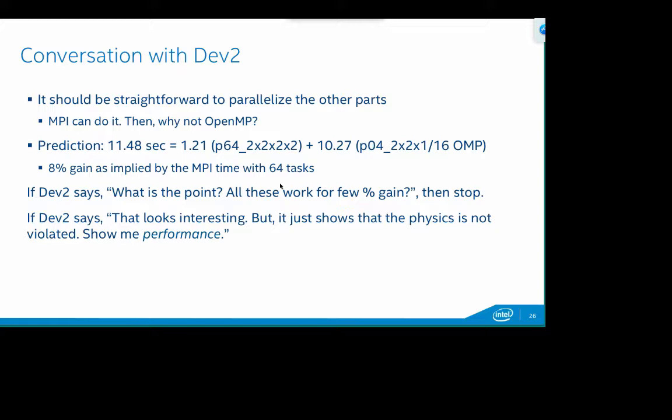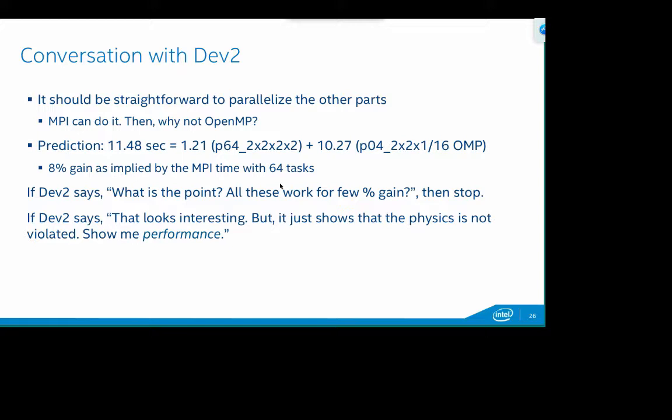That's pretty much what you expect, because you are talking about 4 MPI versus 64 MPI. The point is that you have to make the same number of calls, but each call gets more expensive when you have more MPI ranks. That's particularly what you see there.